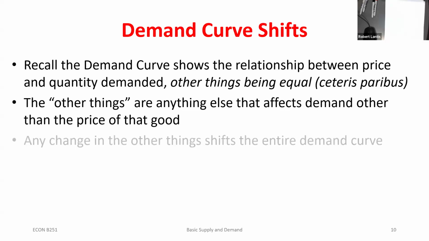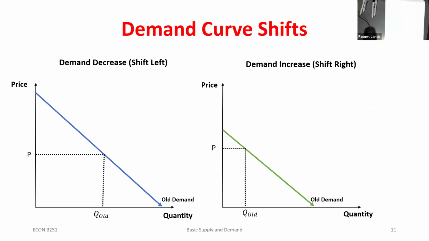We're going to have a bunch of different examples that we'll talk through. So a change in any one of these other things will shift the entire demand curve. I'll first just show you what a shift in the demand curve looks like, and then we'll think about the things that are shifting it. So if I've got my old demand curve here, at this price, this was the quantity demanded that I was buying, or that I wanted to buy, before.